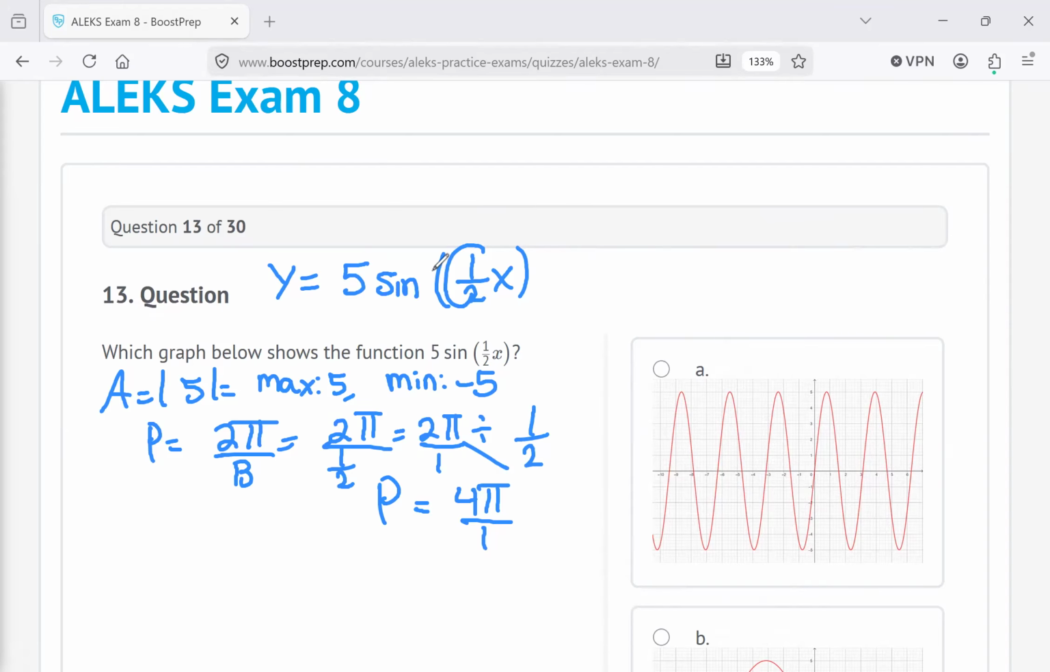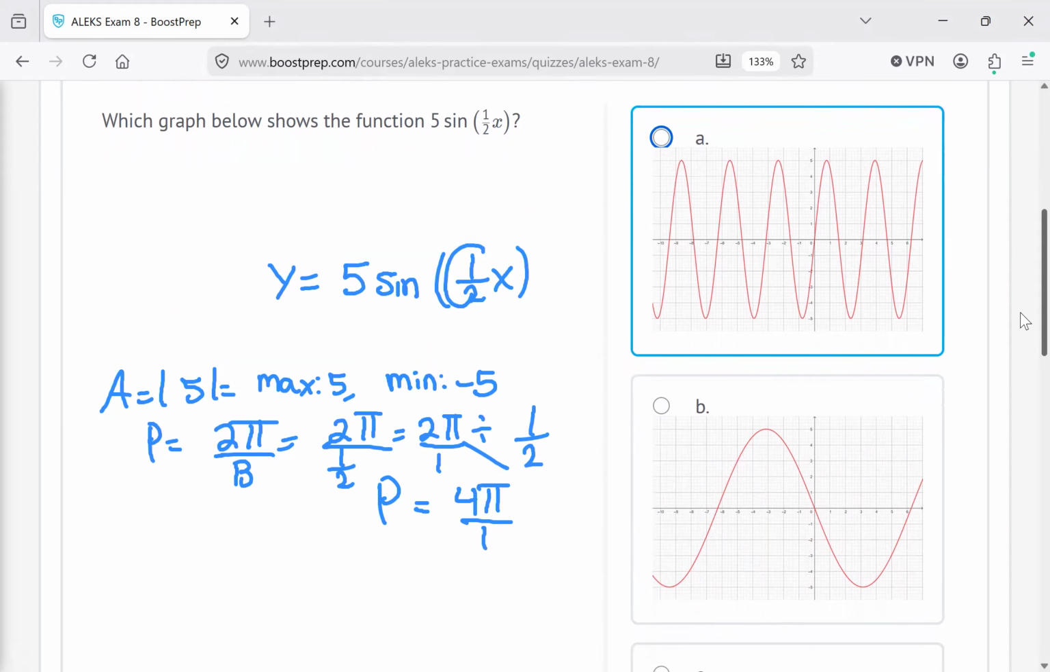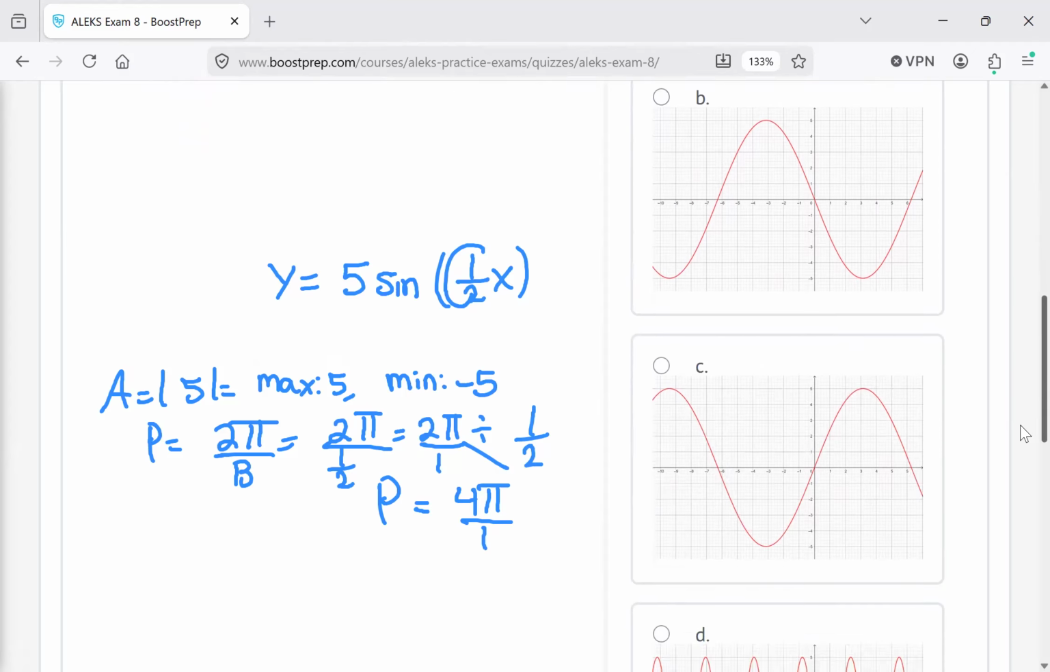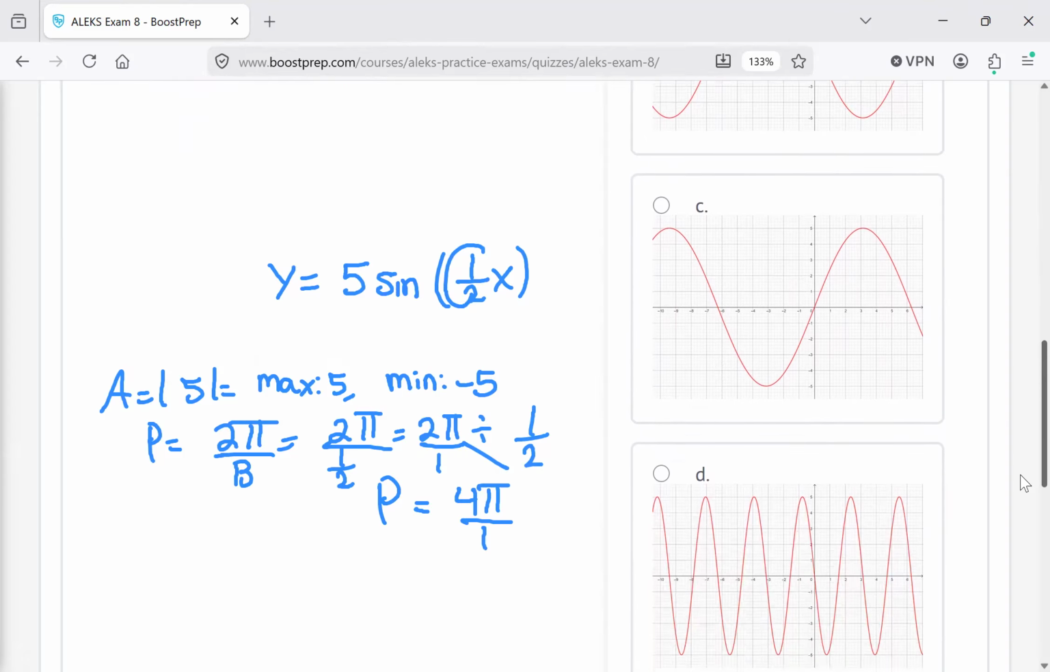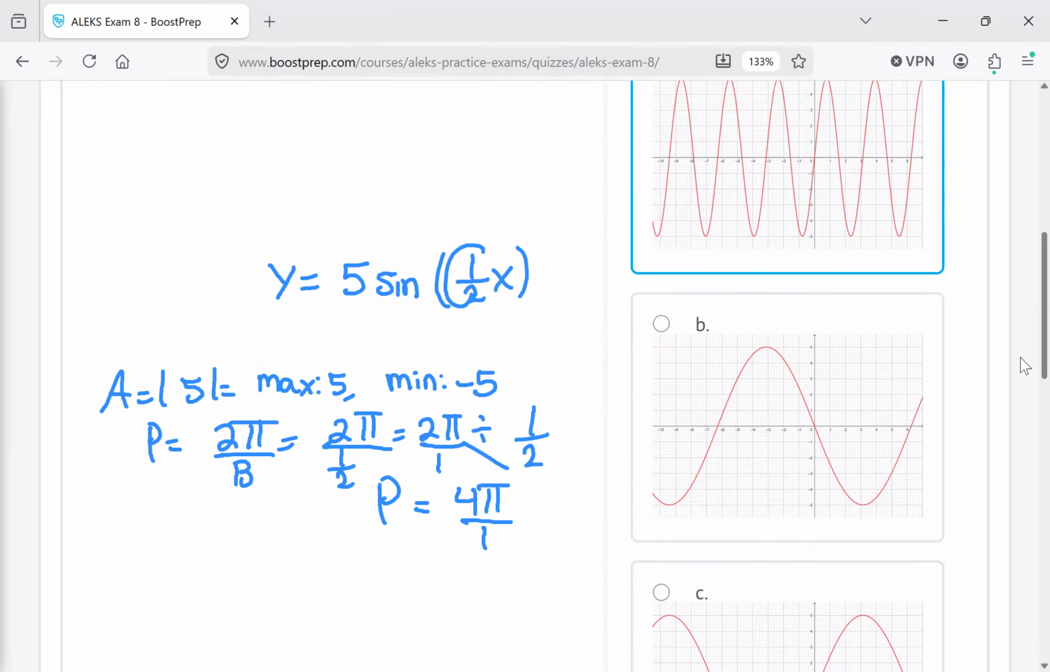Could be A. Is it B? No, I think it's backwards. See, it does go through the origin, but it's flipped. So even though it has a max 5 and a minimum -5, it should be flipped the other way. Is it C? I think it might be the one. I think it's C. Double check.